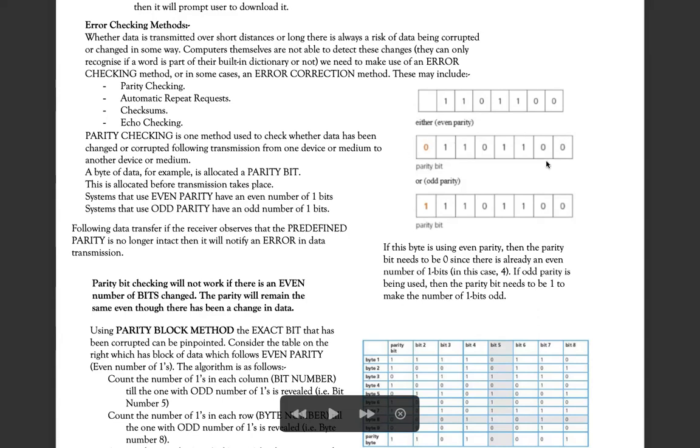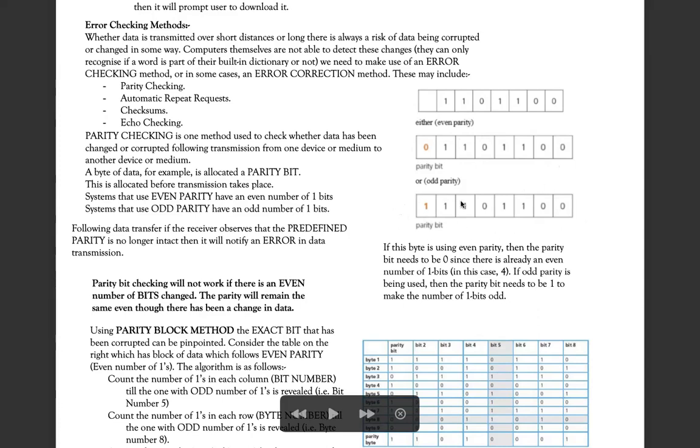same parity. So if I send this data using even parity, my receiver should also have an even number of ones. Similarly, if the sender and receiver agreed on odd parity and I send this byte, my receiver should also have this exact same byte.